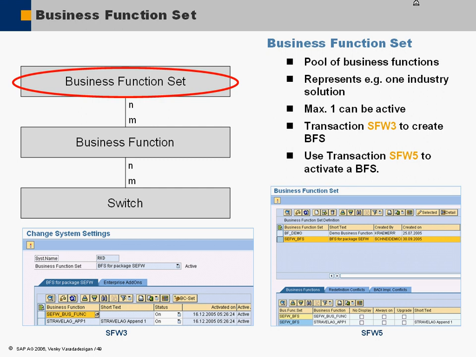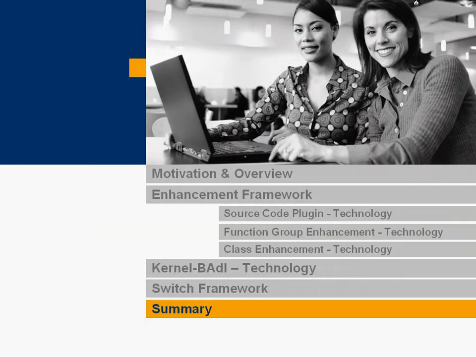So especially in SFW5, where you are basically activating the business function set, it's equivalent to pretty much importing an add-on or an industry solution. So you can imagine the amount of work done in the system. So typically for activating the business function set, you would disable all the users and stop all the batch jobs, and then run this SFW5 transaction.